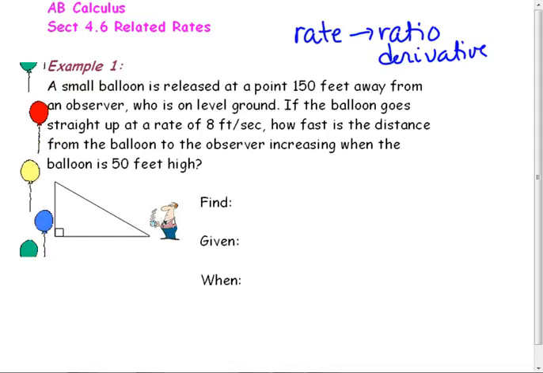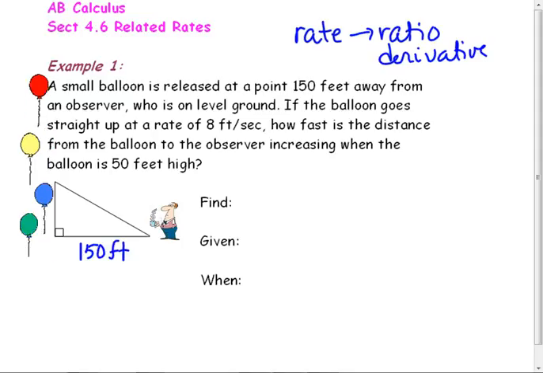We're going to label this diagram with everything we know. And let's focus on just the blue balloon so you're seeing it changing in time. So the blue balloon is just going up, or pick a color of your choice. Okay, the balloon is released here at a point 150 feet away from the observer. So we're going to label on the diagram things that don't change, things that are constant in time. Do you have your hand up? That's not constant. But the distance is not constant.